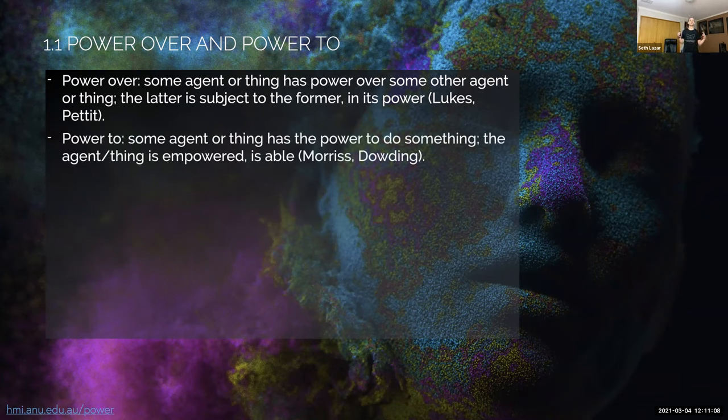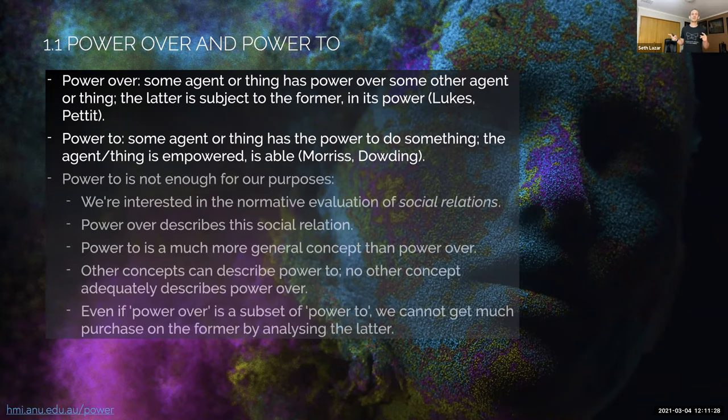Power to is a more general concept. This is the idea that you have the power to do something. You can be empowered, you can be able. Both of these concepts are important for social theory. You might talk about distributions of power to, for example, and say some groups are better able to get what they want than other groups. The rich have more power than the poor do, for example. But I'm not going to focus on that. I think that power over is the social relation, that's social power. And I don't think power to is sufficient for thinking about social power.